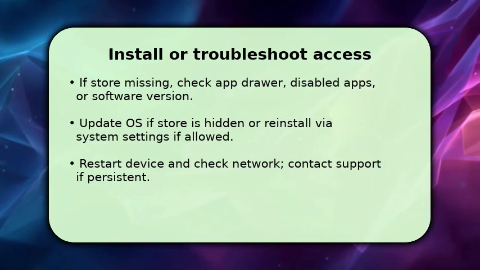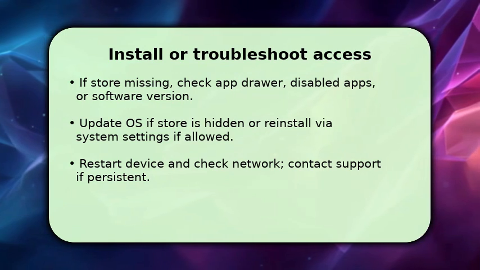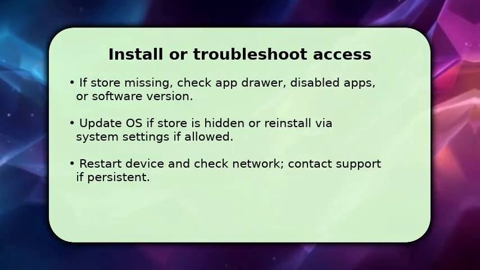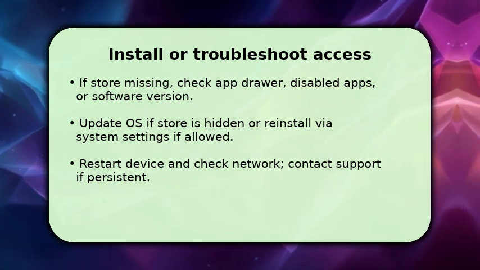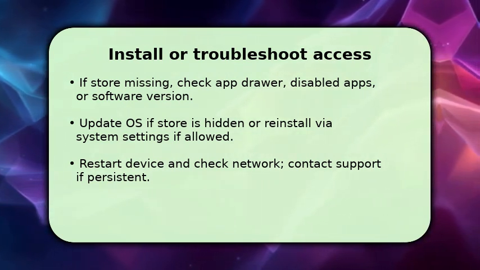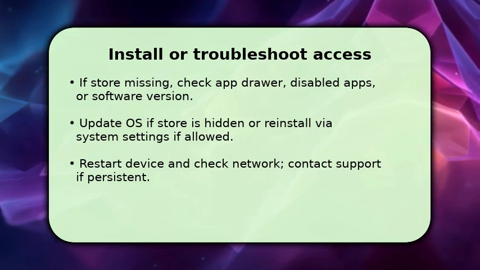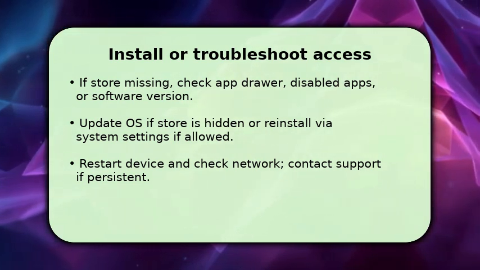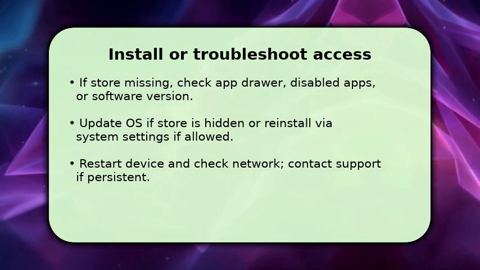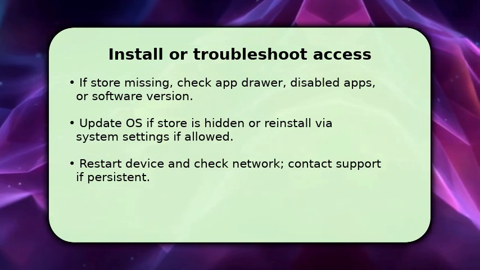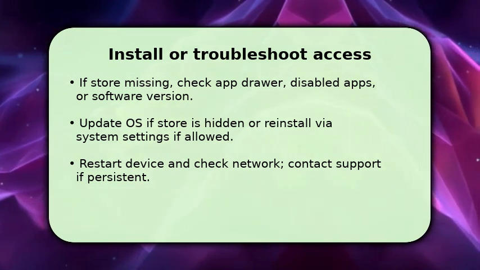Finish by installing or recovering access to the store. If the store app is missing, search the app drawer and check disabled or hidden apps in settings. Sometimes an OS update re-enables it. If you can't open the store, update the device software, then try reinstalling or resetting app preferences in settings. Restart the device and verify network connectivity. If problems persist, use account recovery options or contact support.